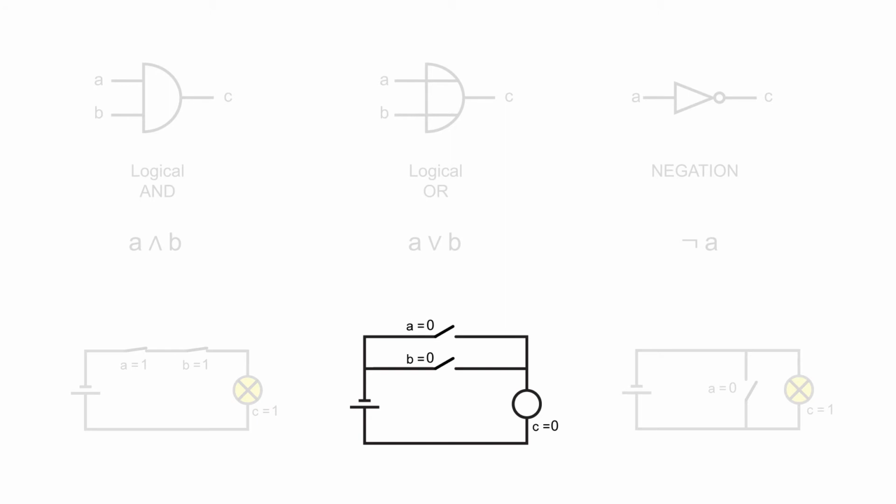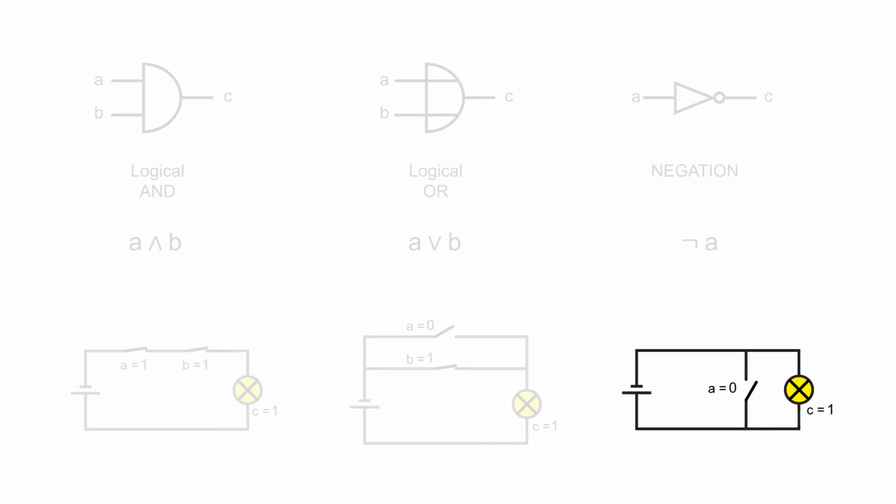The logical OR is realized by two switches in parallel. Finally, the logical negation is realized by a shorting switch. With the negation, also called an inverter, the open switch causes the lamp to be lit, while the closed switch shorts the current, thus preventing it from flowing through the high resistance lamp. So the lamp is off.